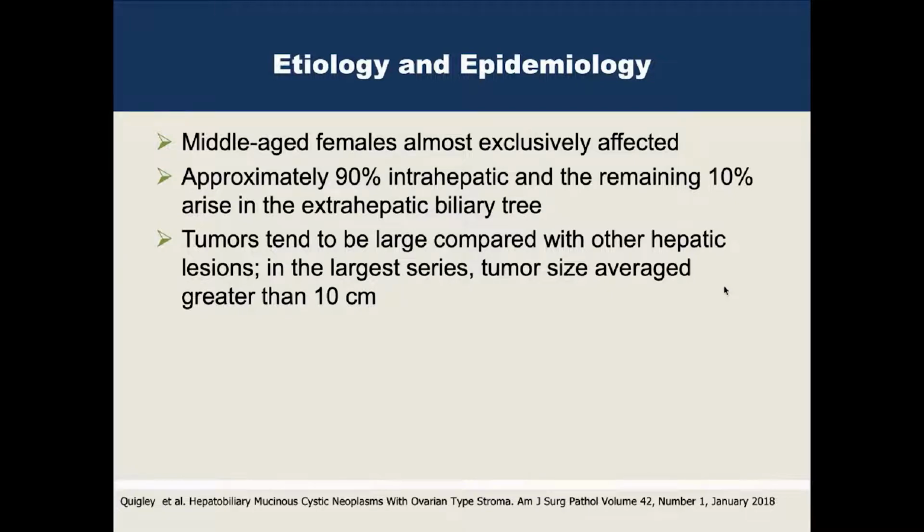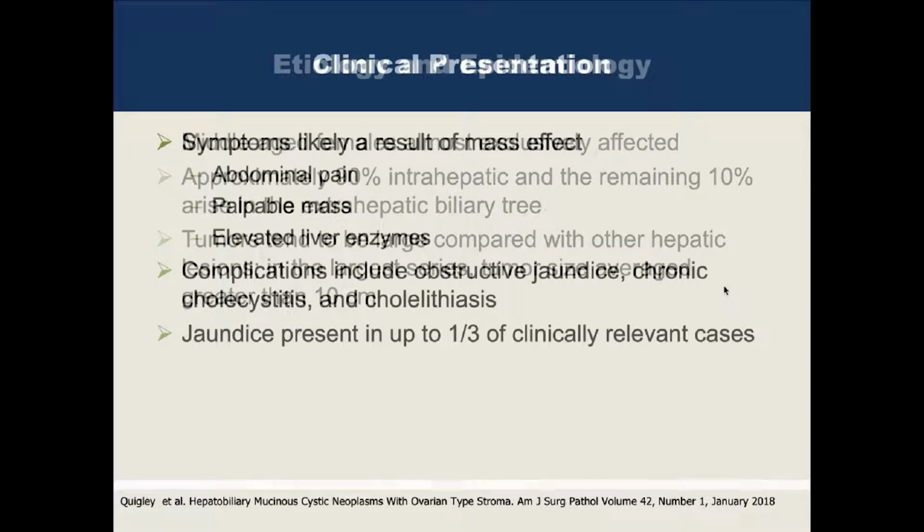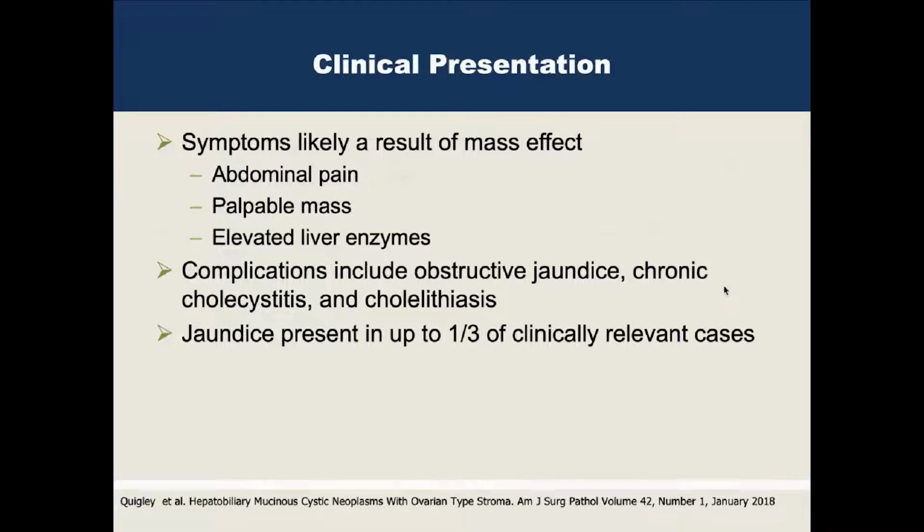Approximately 90% are intrahepatic, and the remaining 10% arise in the extrahepatic biliary tree. These tumors tend to be quite large compared to other hepatic lesions, and in the largest series that exist, tumor size averages greater than 10 centimeters. Symptoms most of the time result from the mass effect of these tumors.